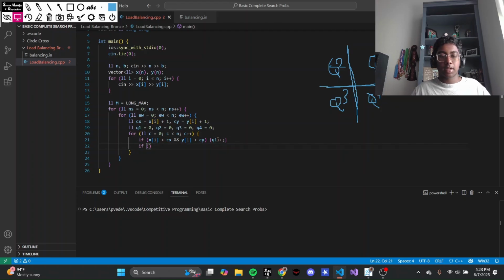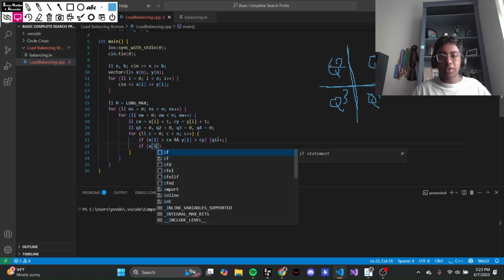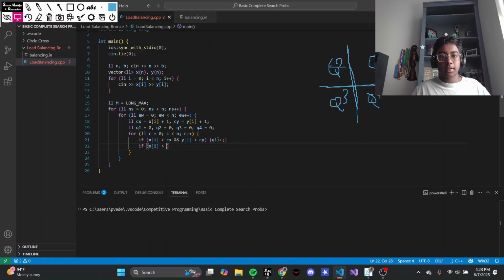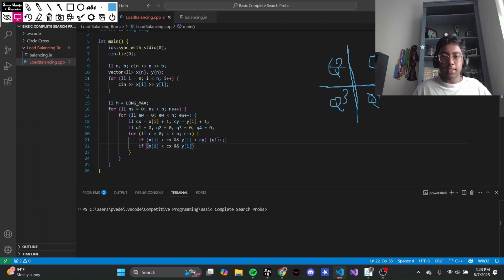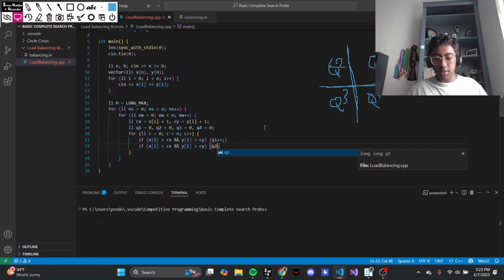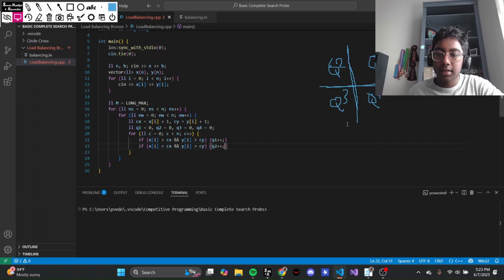And then otherwise, if the x of I is less than the cx, and y of I is still greater than the cy, so the horizontal fence, then we've gone to q2, let's say. Right? So basically the x of I being less than cx means that it's on the left of the north-south fence, but it's above the east-west fence. So then that would mean we're at quadrant 2. So similarly, we just fill out the other conditions for the other quadrants.